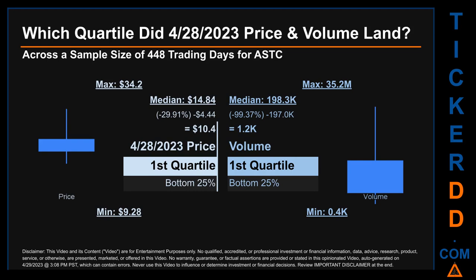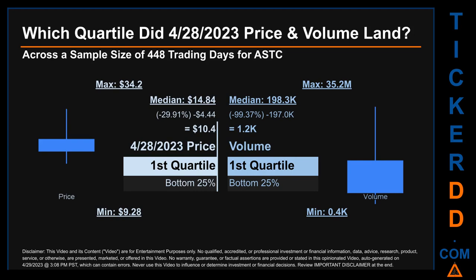Which quartile did April 28, 2023 price and volume land? Across a sample size of 448 trading days, the maximum end of day price for ASTC was $34.20 while the minimum was $9.28. Within that price range, April 28, 2023 price, of $10.40, landed within the first quartile, meaning it was within the bottom 25% of all sampled end-of-day prices.